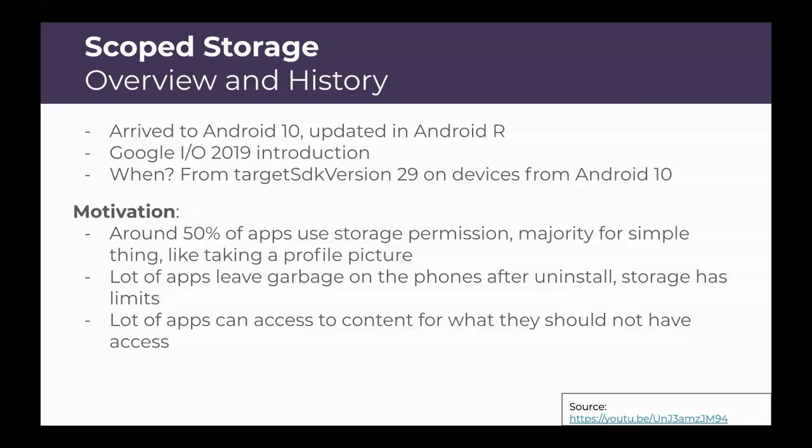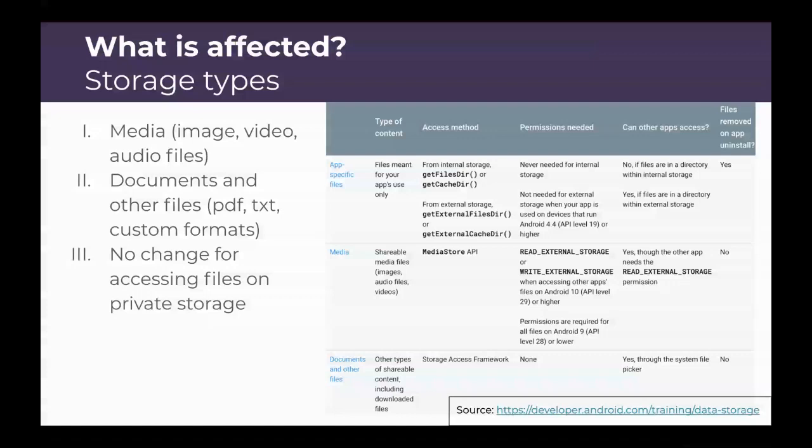Okay, so the next big question, what is affected? Accessing the items in the media store is affected by the changes of scope storage. Accessing documents and other types of files are also affected, but accessing the private app storage is not directly affected. Of course, that means that the application preferences and databases like Room are not affected.